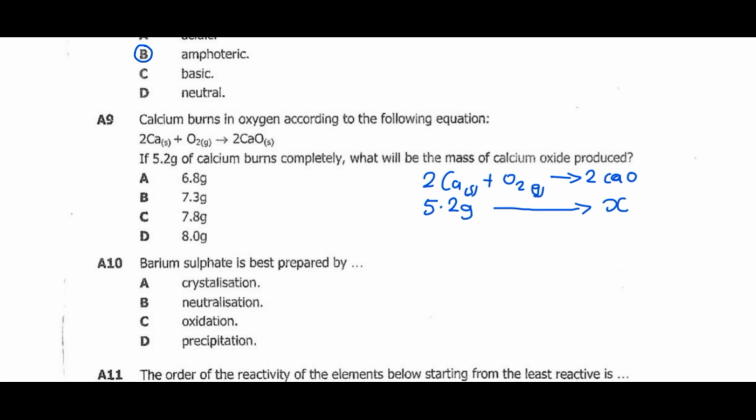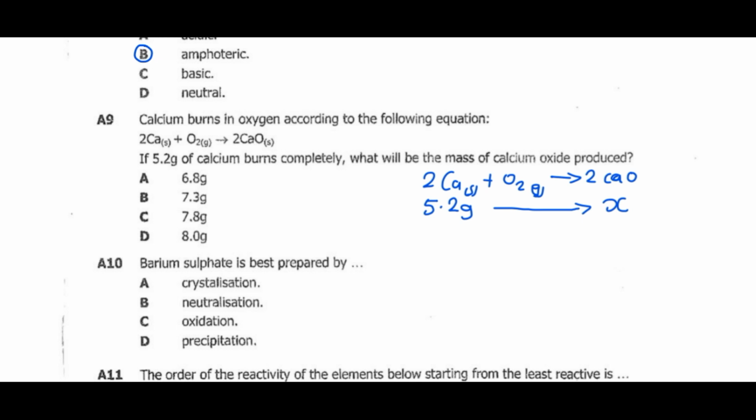So we are going to find the molar mass for each of these two compounds that we are interested in. So there is one substance whose mass is given, and the other substance whose mass we are looking for. So that is our focus.